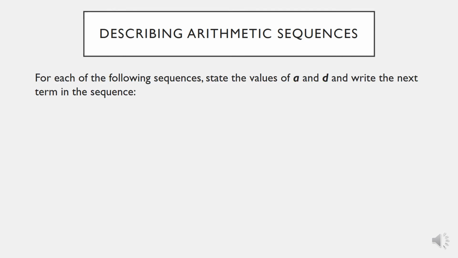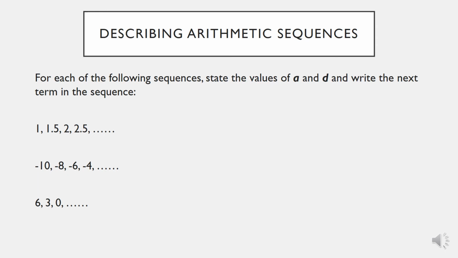So, describing arithmetic sequences. For each of the following sequences, I want you to state the values of A and D and write the next term in the sequence. So here's 3 for you. Pause the video now, take a piece of paper and find A, D and the next term.